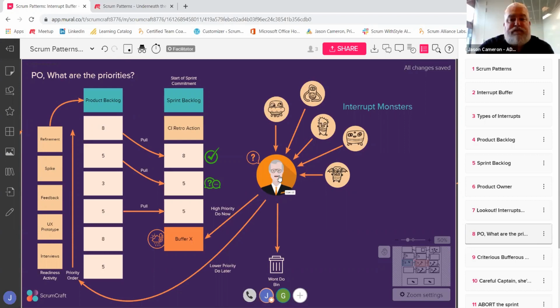So the first line of defense against the interrupt monsters, so to speak, really is that prioritization mechanism. Is it a high priority? In which case, let's add it to the buffer. Buffer 5 points, maybe the interrupt is 1 point. It might be a lower priority and not aligned to the sprint goal, and so the product owner might say, okay, this is important, but we don't have to do it this sprint, so we'll defer it.